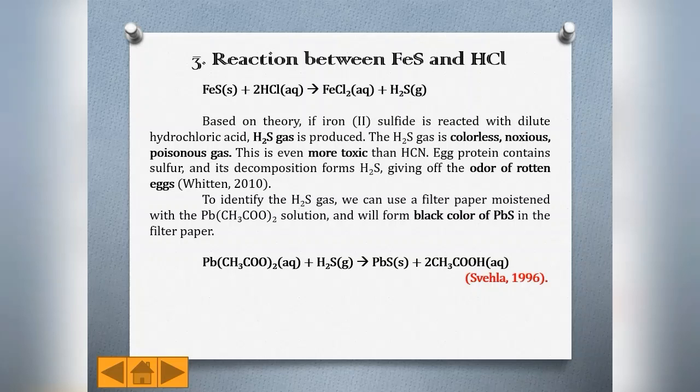Egg protein contains sulfur and its decomposition forms hydrogen sulfide, giving off the odor of rotten eggs. To identify this hydrogen sulfide gas, we can use a filter paper, moisten it with lead(II) acetate solution, and it will give a black color of lead(II) sulfide on the filter paper.